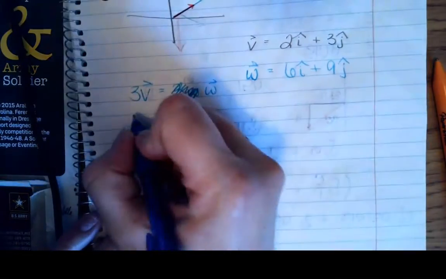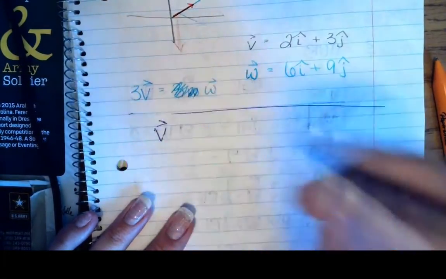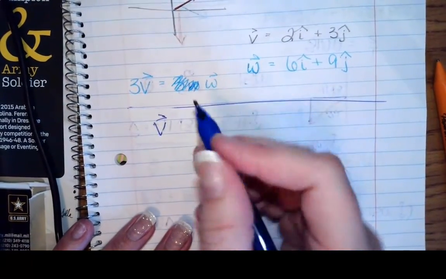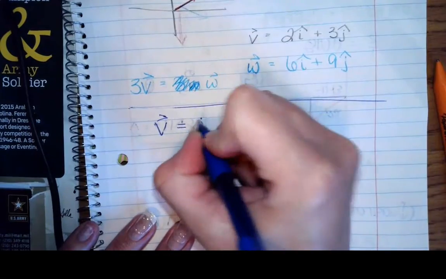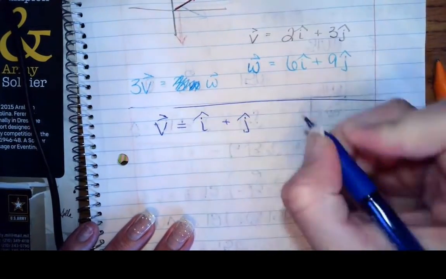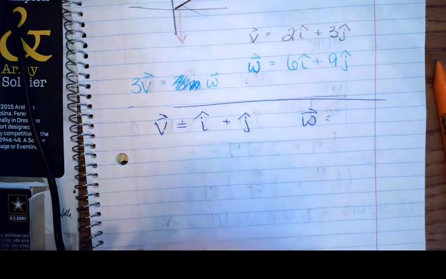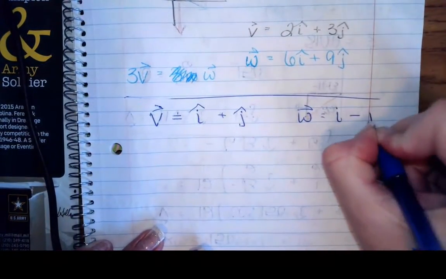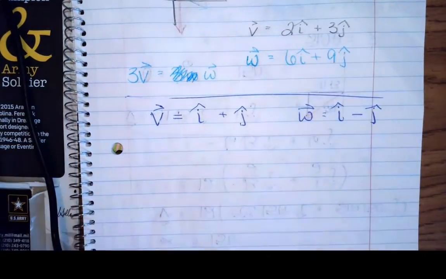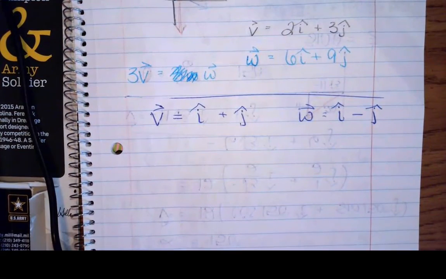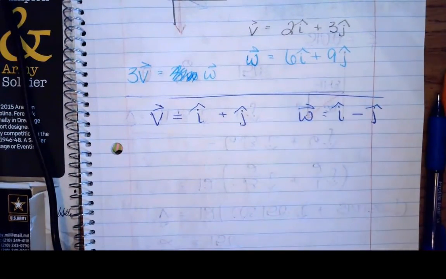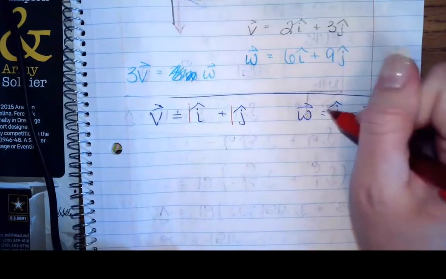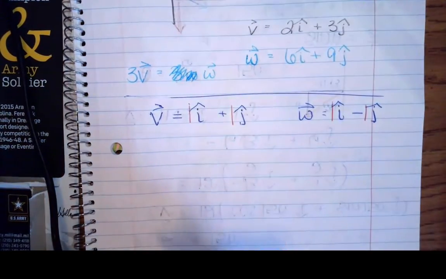Found it. All right, so I've got vector v is i plus j. And vector w is going to be i minus j. All right, so part 1, I want to find their dot product. So the dot product, remember that this is a 1, and this is a 1, and this is a 1, and that's a negative 1.